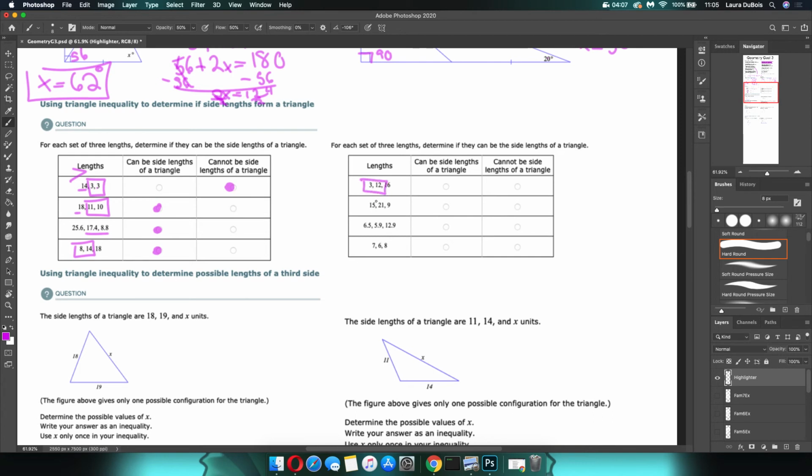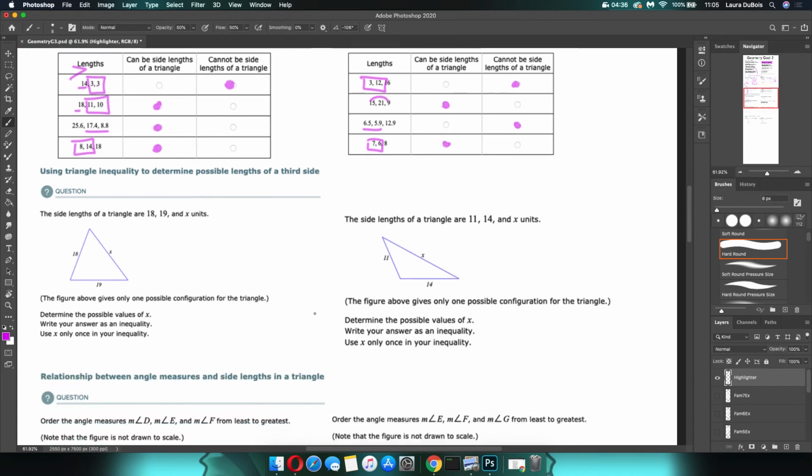Over here, 3 and 12 is 15. Is 15 bigger than 16? No, so it can't be a triangle. 9 and 15 is 24. Is 24 bigger than 21? Yes. What are my smallest? 6 and 5, that's 11. That is 12.4. Is 12.4 bigger than 12.9? No. 6 and 7 is 13. Is 13 bigger than 8? Yes. And honestly, that's all you're doing. So that one's a pretty easy topic to burn through.